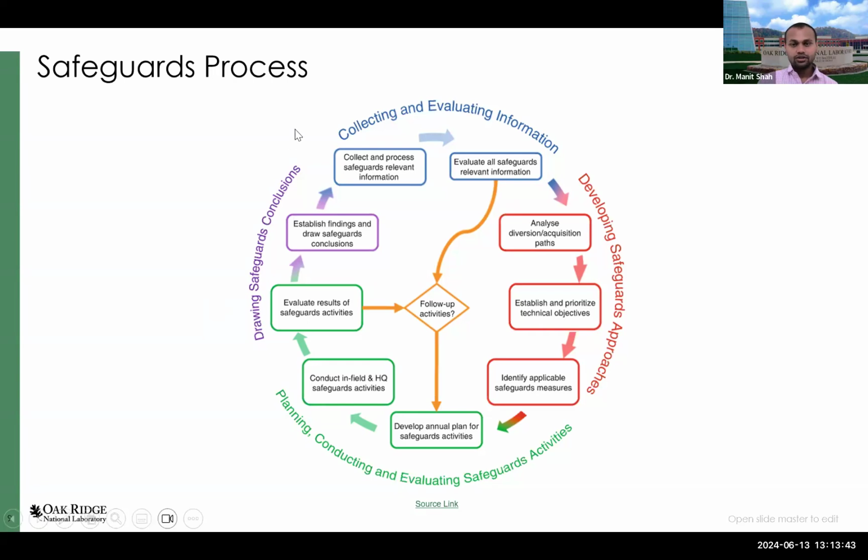And drawing this conclusion about correctness and completeness is only for states that have signed a comprehensive safeguards agreement and where additional protocols are enforced. For the rest of them, it's only limited to the correctness of declarations.